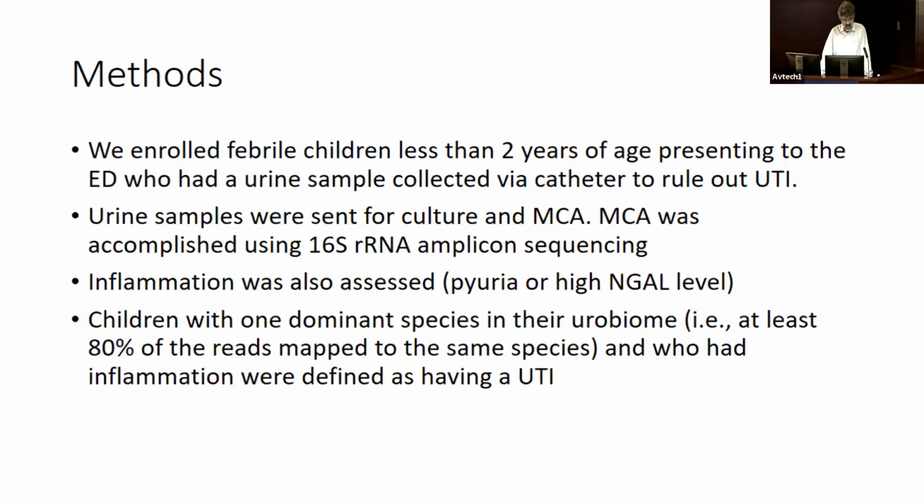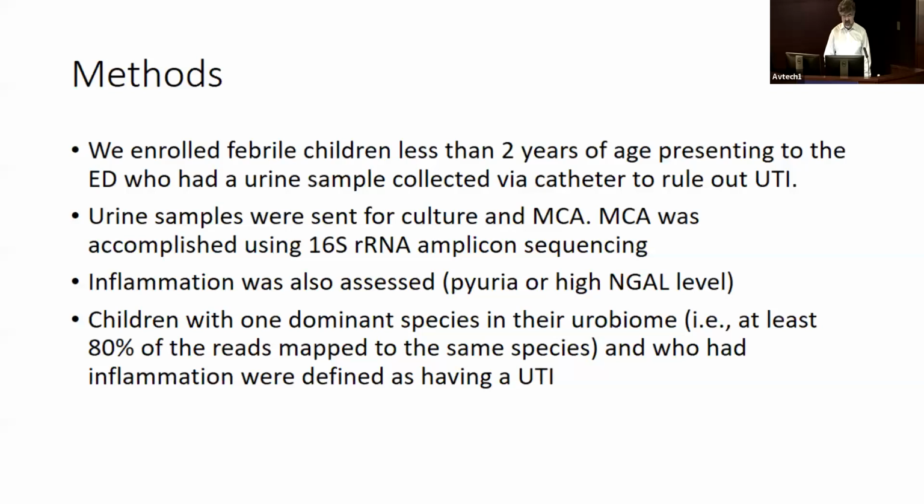We also assessed markers of inflammation, pyuria and NGA. And we declared children who had a dominance of one bacteria, so bacterial overgrowth, as having a UTI, and we used a cutoff of 80% for that. It turned out that the cutoff really didn't matter in the end. It was sort of arbitrary, but no matter what cutoff we declared, all the children with UTI had basically one organism. That was very clear. They were very different from the other children who had no UTI, who had a smattering of normal flora.